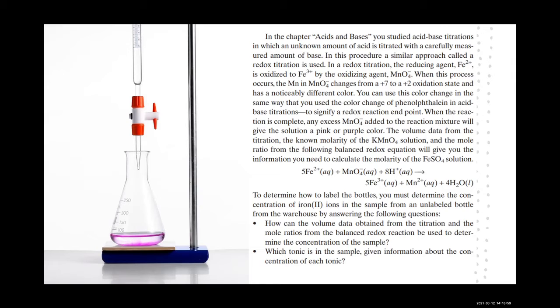To determine how to label the bottles, you must determine the concentration of iron 2 ions in the sample from an unlabeled bottle from the warehouse by answering the following questions. How can volume data obtained from the titration and mole ratios from the balanced redox reaction be used to determine the concentration of the sample? Which tonic is in the sample given information about the concentration of each tonic?